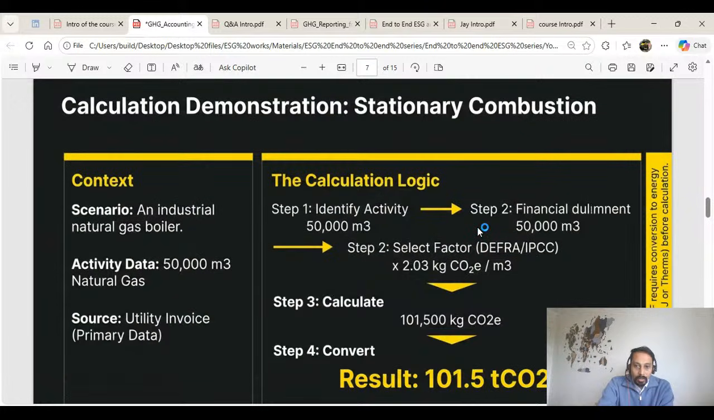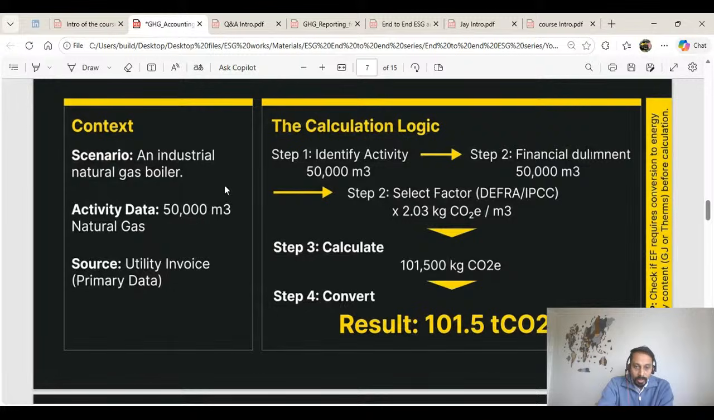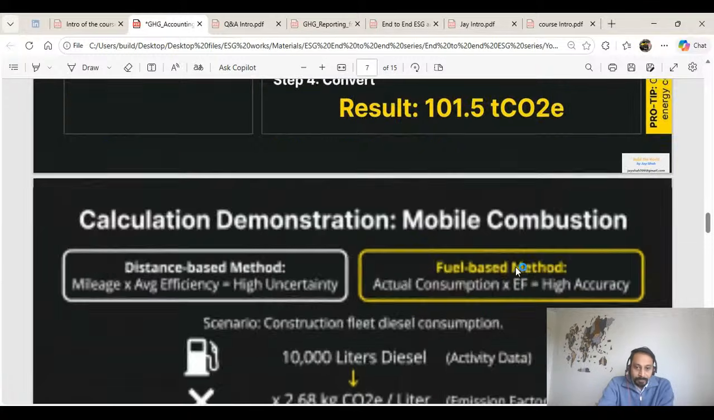Calculation demonstration for one example: an industrial natural gas boiler. It is just a simple example. The activity data is 50,000 cubic meters of natural gas utilized by the boiler, and the emissions factor based on UK DEFRA is 2.03 kilograms CO2 equivalent per cubic meter. If the emissions factor is in CO2 equivalent, then you don't multiply by the GWP, because this emissions factor already covers the GWP. We will see it in the Excel. Then calculate the overall: 101.5 tons of CO2 equivalent is the final calculation.